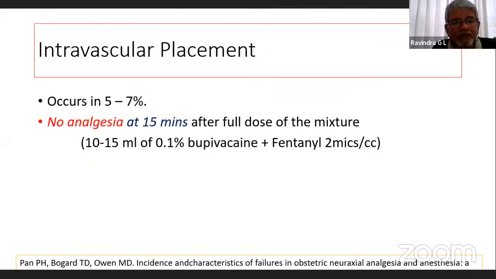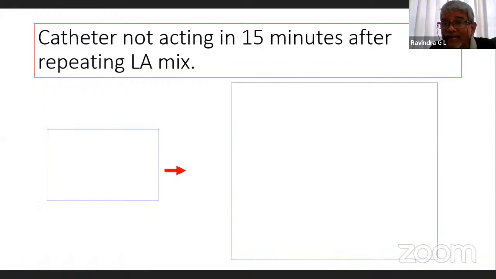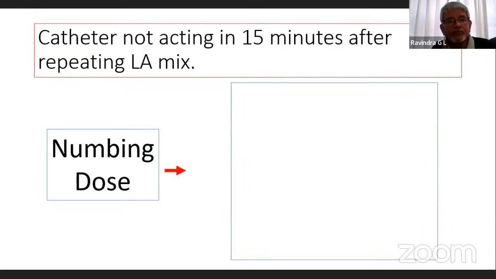Now, when there is no analgesia at 15 minutes after a full dose of analgesia, assume it to be intravascular and manage it as an intravascular catheter. Now, if you are in doubt, maybe I am in the epidural space and it is not acting well, one thing you can do is what is known as a numbing dose. A numbing dose of the local anesthetic is given.